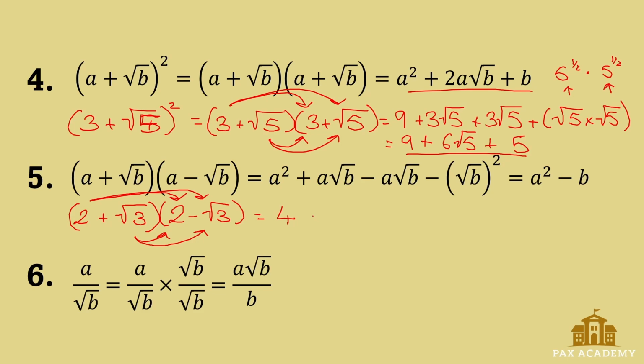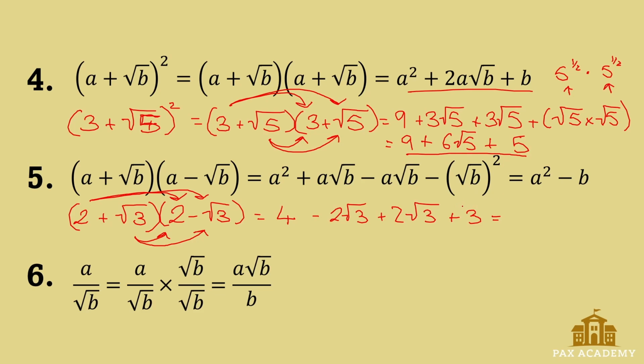So then we have minus 2 square root of 3. Then we have square root of 3 times 2. So this is plus 2 times square root of 3. And then square root of 3 times square root of 3, which we just said, as in the previous example, is simply the number itself. So plus 3. Okay.